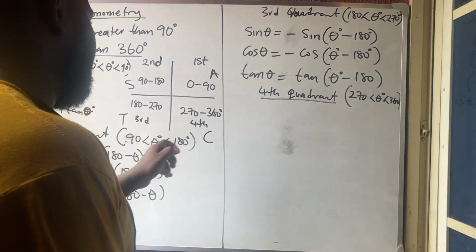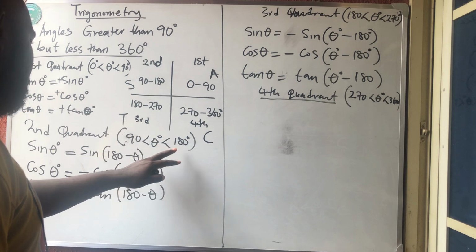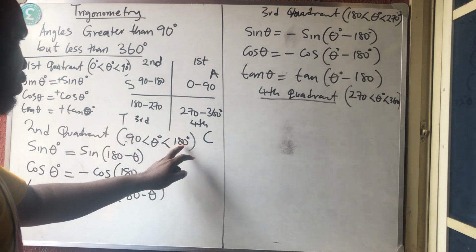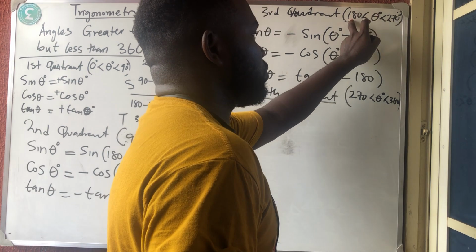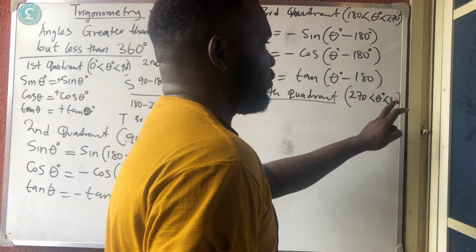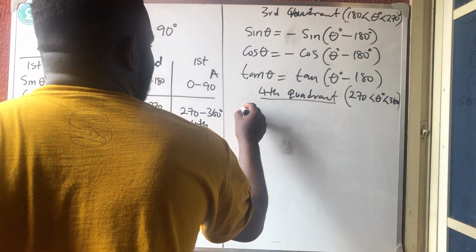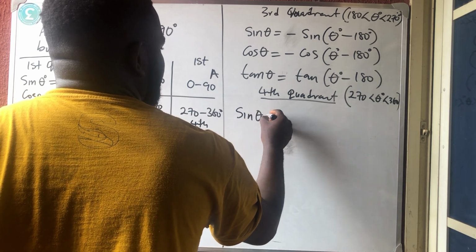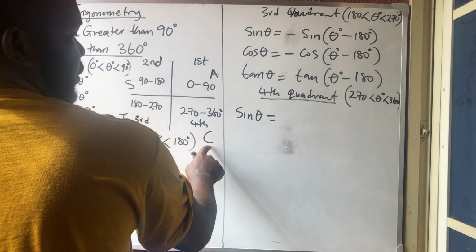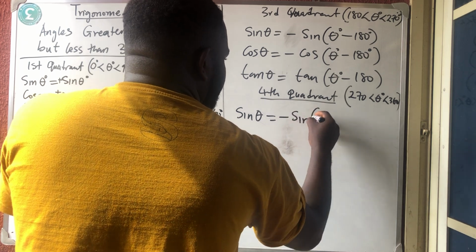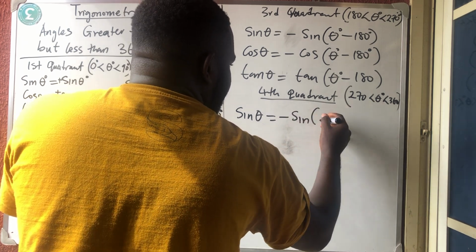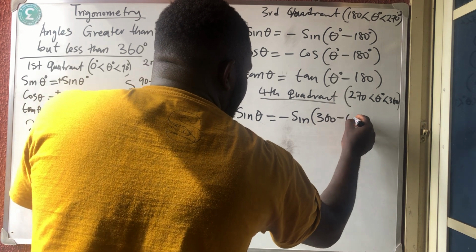Look at here now. Here, these two now, we don't use 90, so we use 180. Here, we don't use 270, we use 180. Here, we don't use 270, so we are going to use 360. So for sine theta should be what? Only cos is positive in the fourth quadrant. So I will say sine theta is what? Minus sine. So I'm using 360, and 360 is bigger. So I will say 360 minus theta.